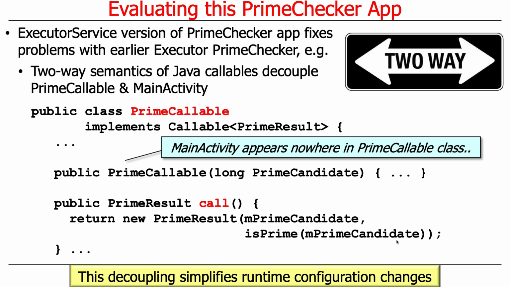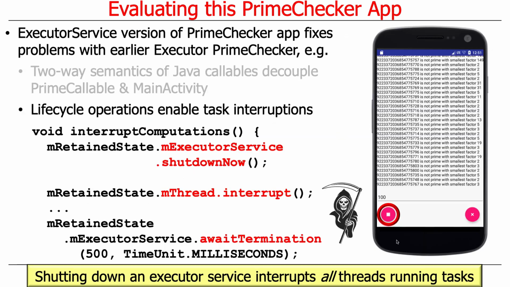And that meant that we had this tight coupling between the prime runnable and the main activity. And that complicated a variety of things, not the least of which is runtime configuration changes, because you have to update that activity when your activity goes away. With the prime callable version and the two-way semantics we have here, we don't have to have that tight coupling anymore, because prime callable doesn't need to know anything about main activity. That's something that can be handled by whoever's processing the futures, which is going to be the main activity, or the thread that's running in the context of the main activity. So that's a lot cleaner. So this code is cleaned up.